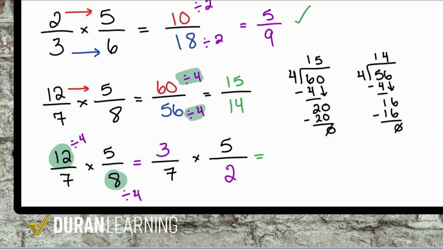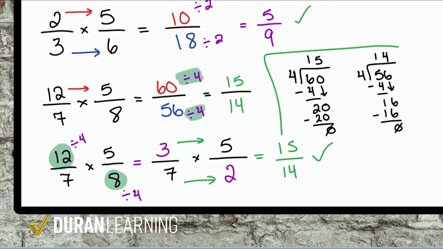Let's go ahead and multiply now. 3 times 5, that's 15. 7 times 2, that's 14. And we're done. No need for excessive long division because we took care of that simplification in the beginning instead of the end. And that's why this is going to save you time on any problem where you're multiplying fractions and you know you're going to have to simplify at some point. You might as well simplify in the beginning.